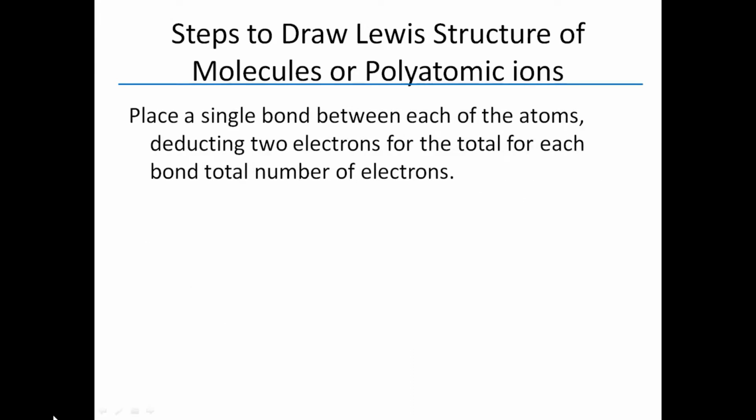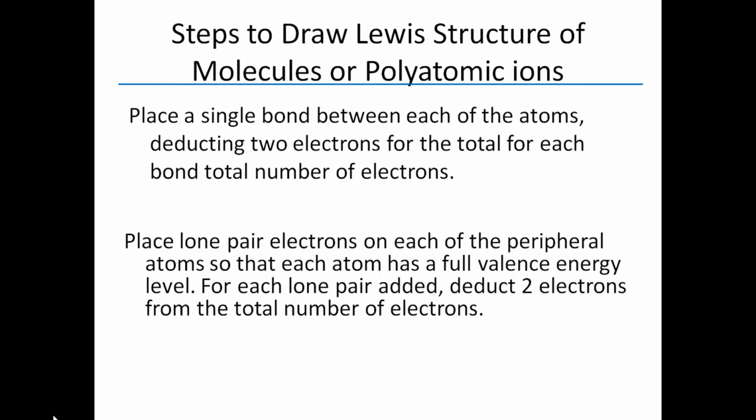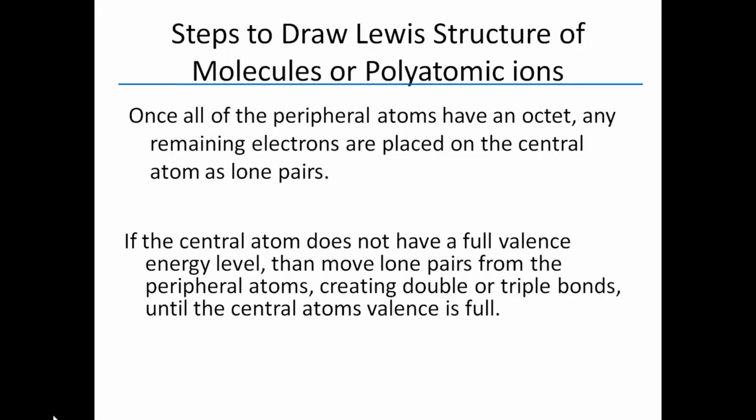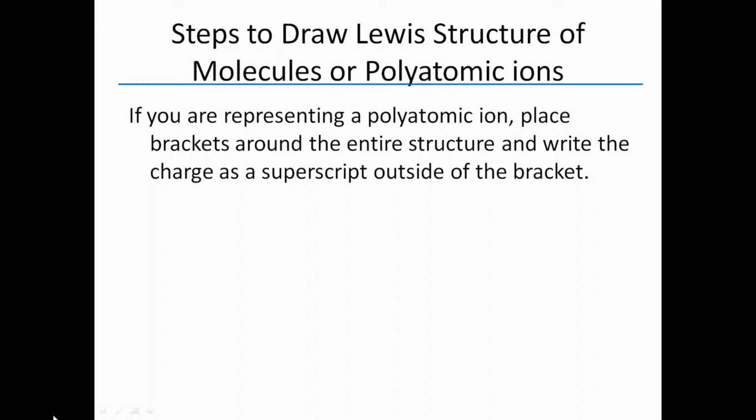We'll place single bonds between each of them, removing two electrons for each, and then we'll add our lone pairs, and then we'll add any extra electrons on the central atom as lone pairs. And if there's no octet for the central atom, then we'll move a lone pair from the peripheral atoms, and we'll go through this. And if it's a polyatomic ion, then we put it in a bracket.